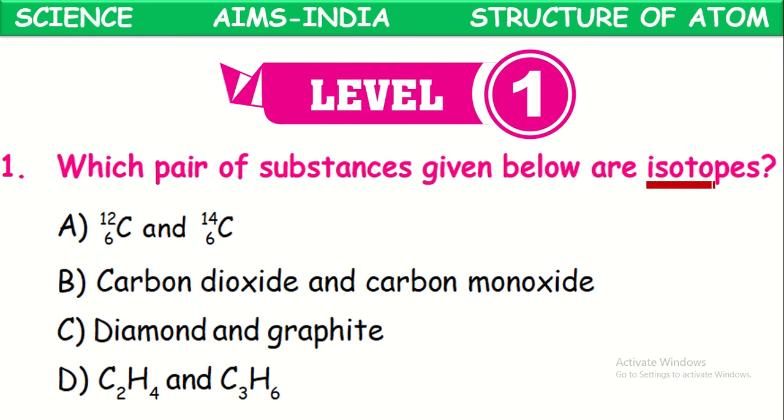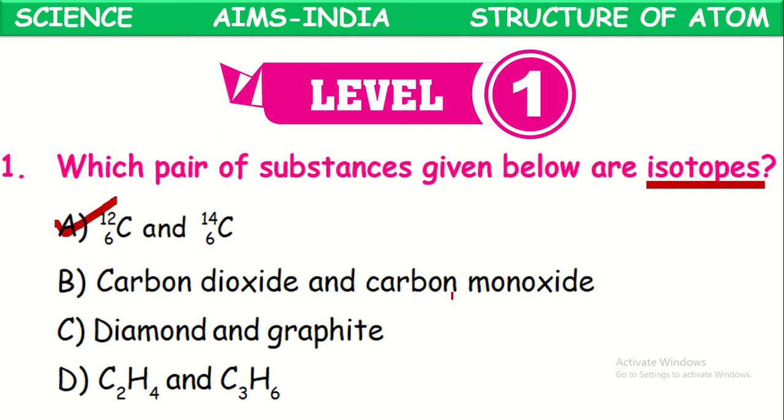First of all, what is meant by isotopes? The atoms of an element which have the same atomic number but different mass numbers are called isotopes. See here, the atoms which have the same atomic number, carbon 6, carbon 6. These two have the same atomic number, they have different mass numbers. So these two are called isotopes.